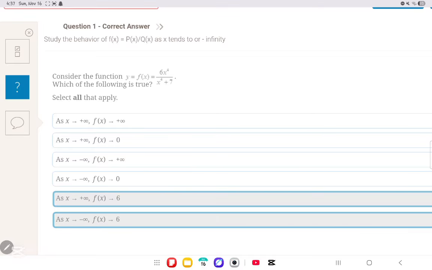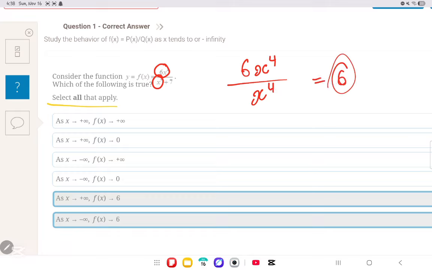Consider the following: y equals f(x) equals 6x to the power of 4 over x to the power of 4 plus 7. Select all that apply. As x approaches infinity, when we're dealing with something like this, we need to take the highest exponent with the highest exponent. So it's going to be 6x to the power of 4 over x to the power of 4, which will give me 6. So as I approach plus infinity or minus infinity in my x, I'm going to get the same answer, which is 6, okay?